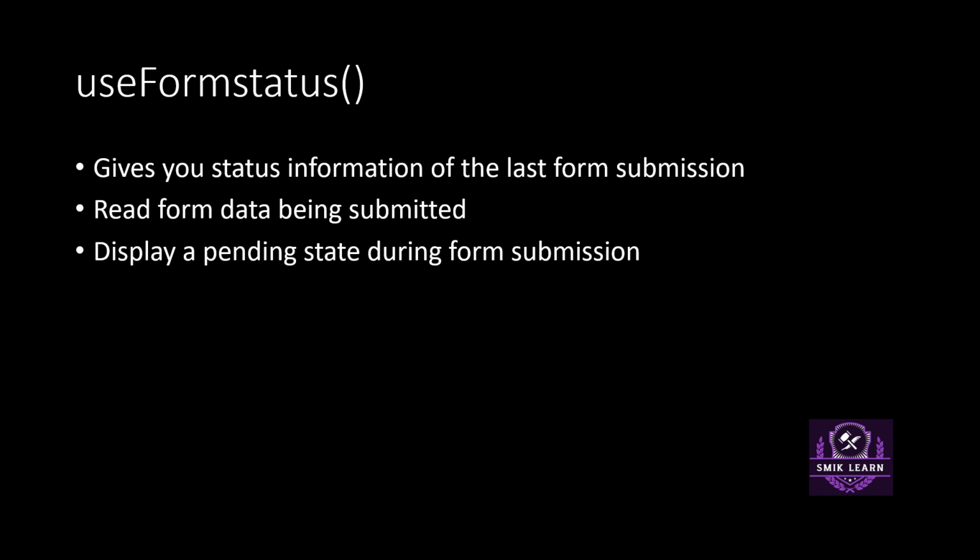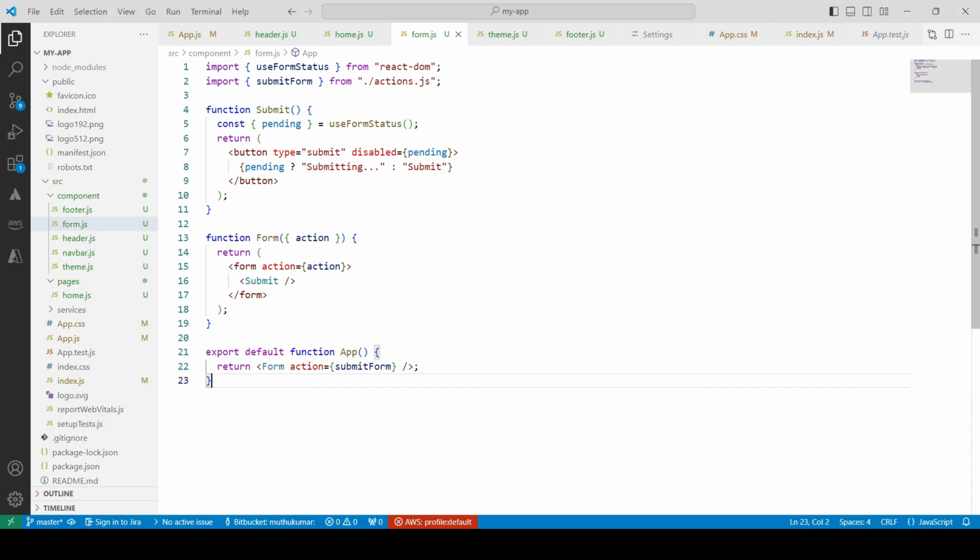I will show you the example in the programming. You can see here useFormStatus is imported from React DOM, not from React. DOM means objects, the form objects. So you have the submit form here, called action.js. Now I am calling this form here, and passing the action function to it. That action function is nothing but the submit form. The submit button calls it again.